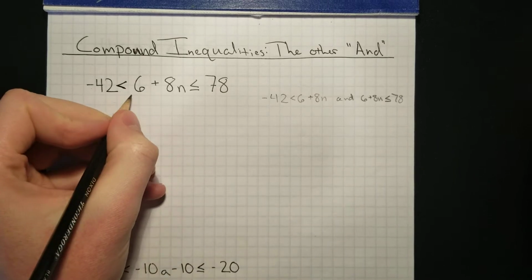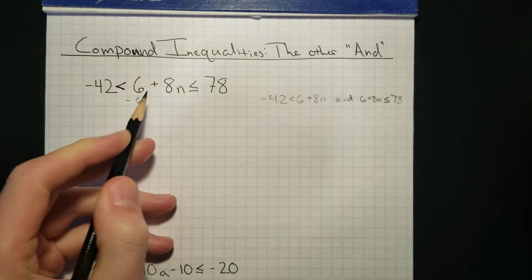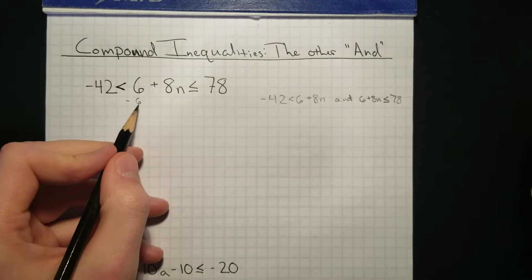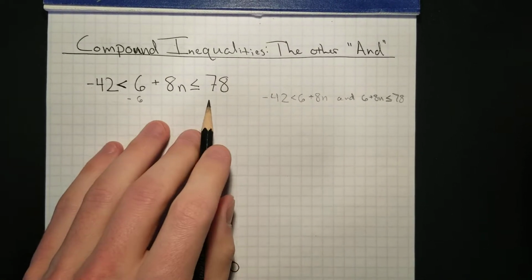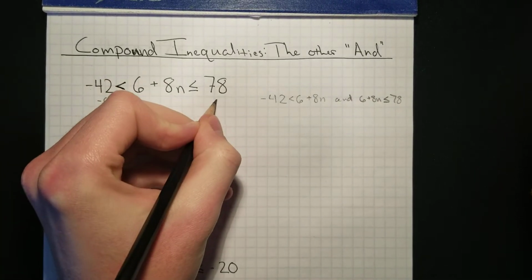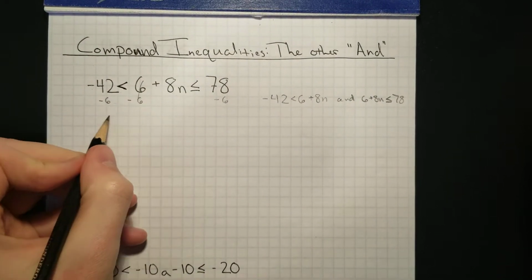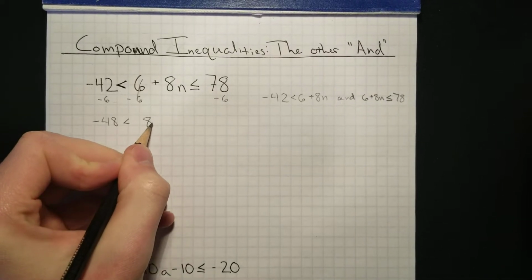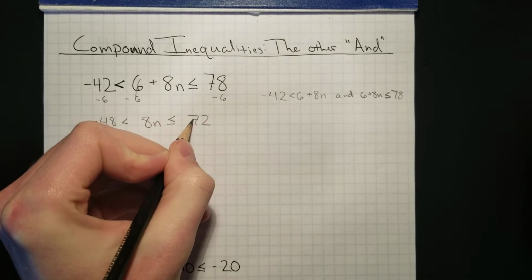So we start by solving for n. In this middle bit, we're going to subtract the 6. We still want to get rid of the stuff in the middle outside of the n. And since we're subtracting 6, we have to subtract 6 from the other sides of the inequality. There are three sections here, so we have to subtract 6 here, and we have to subtract 6 there as well. It cancels out in the middle. This becomes negative 48 less than 8n less than or equal to 72.